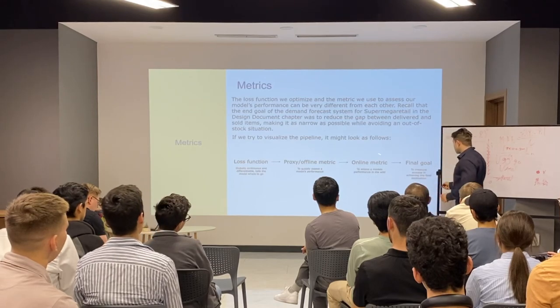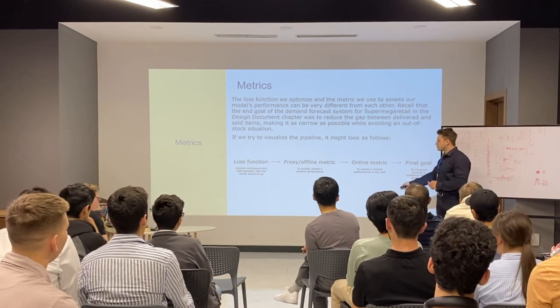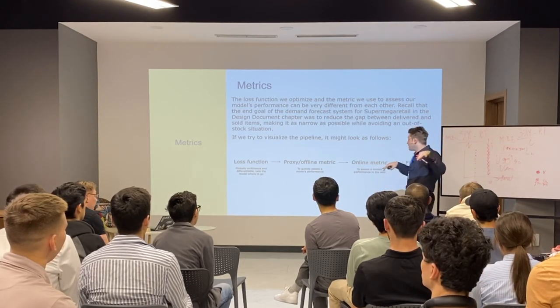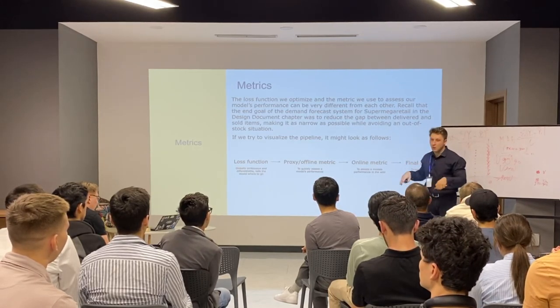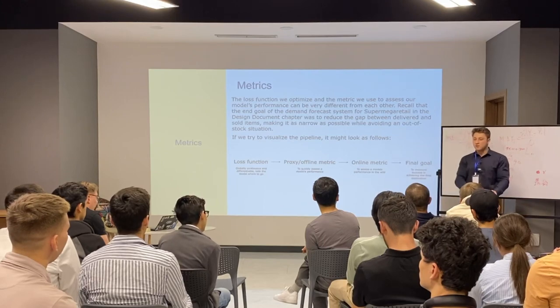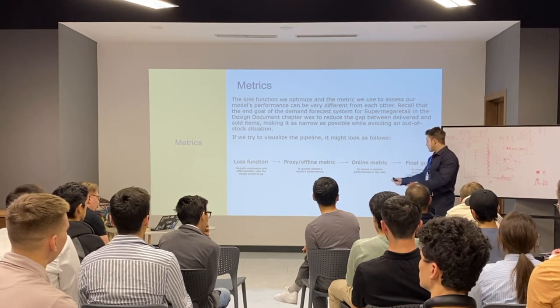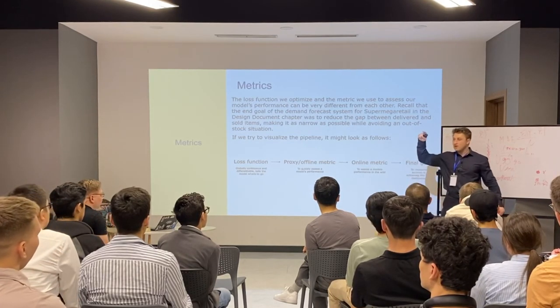So for that, you can use online metrics. You have your proxy metrics, like whatever, it doesn't matter, the things you can calculate offline. An online metric helps you to assess a model's performance in the wild. So basically, how much did they predict they will buy? How much did they actually buy? And then the final goal is to measure the success: did we narrow the gap?